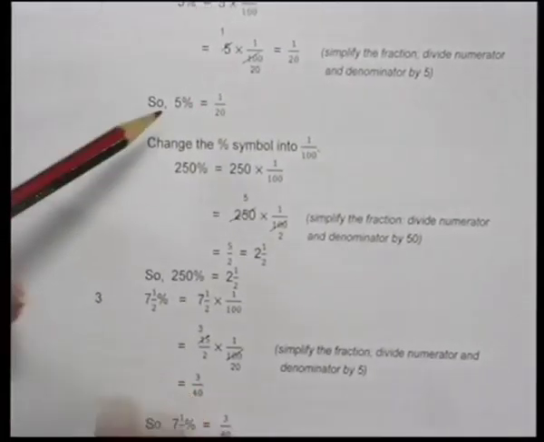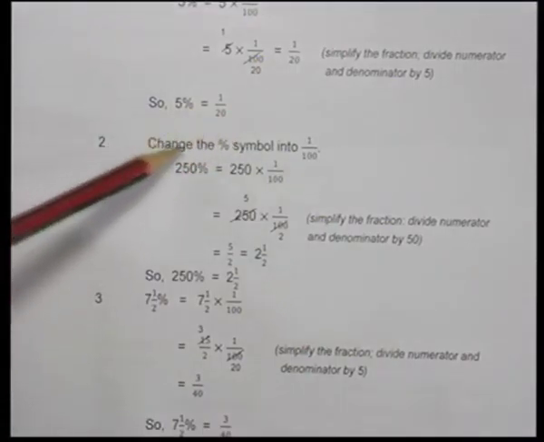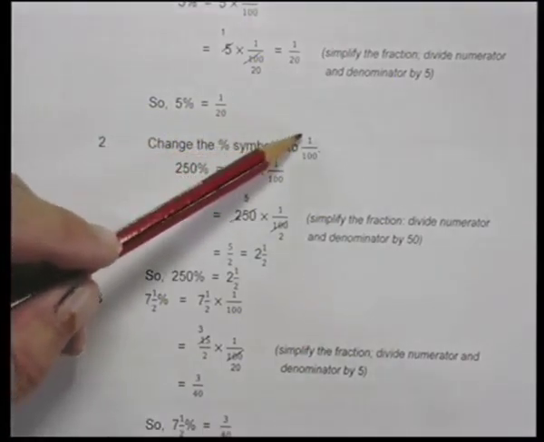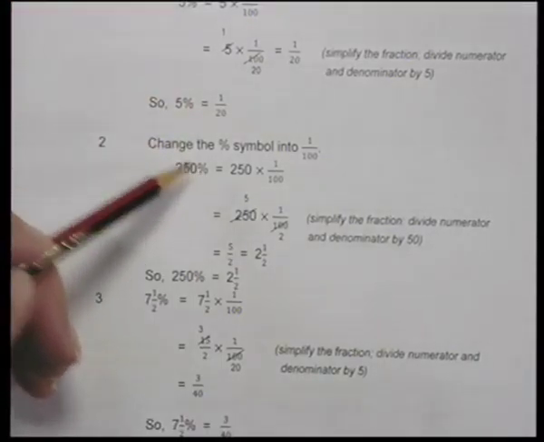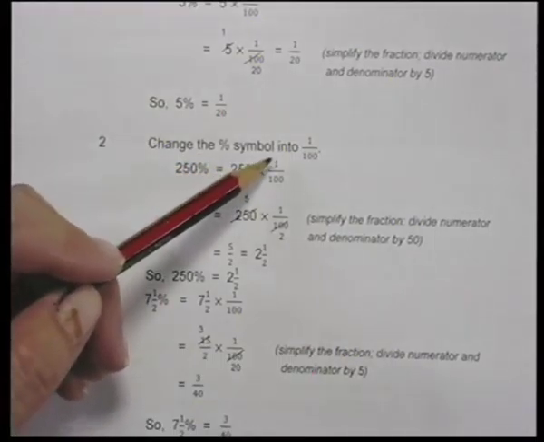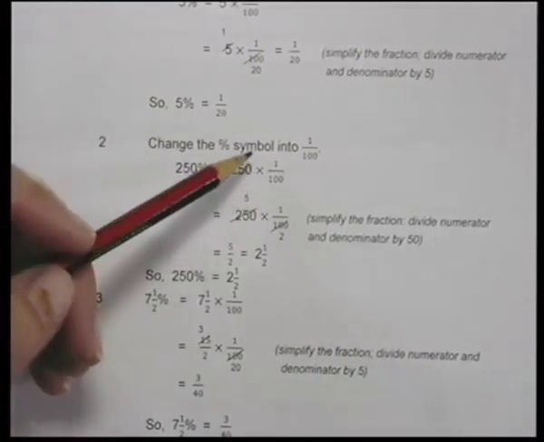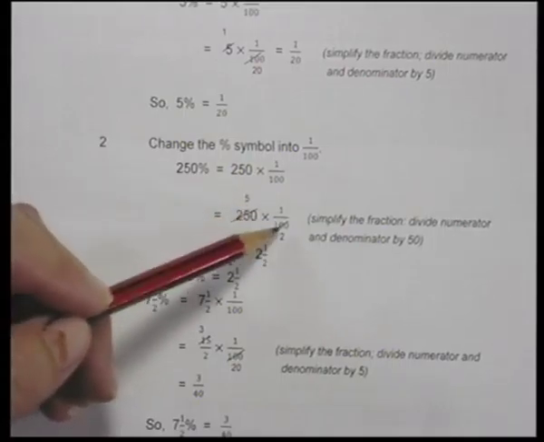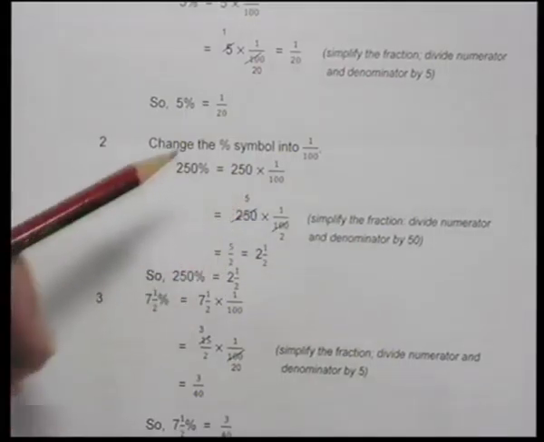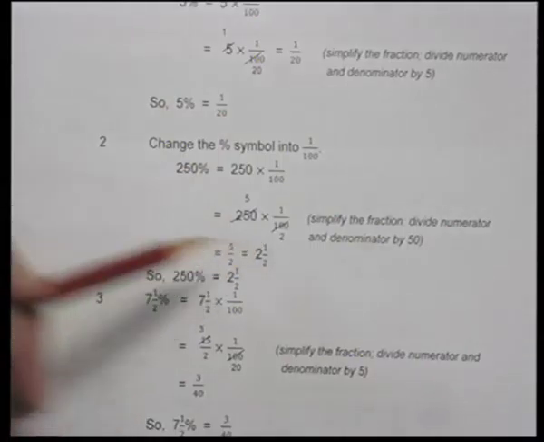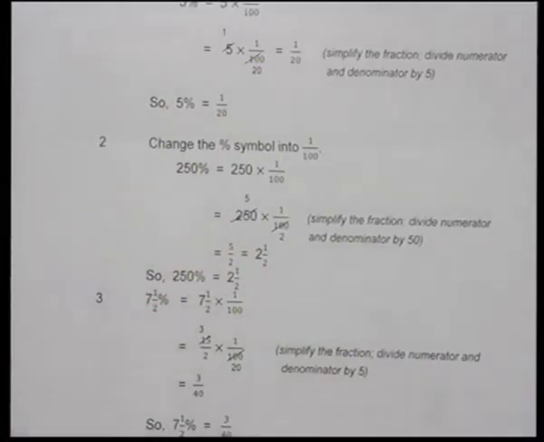Number 2, change the percentage symbol into 1 over 100. So we have 250%. 250 times 1 over 100. Simplify by dividing, and then we get 5 over 2, and 5 over 2 is 2.5. So 250% is the same as 2.5.